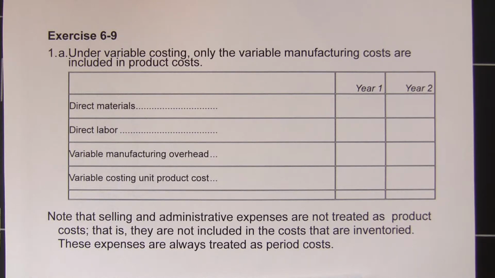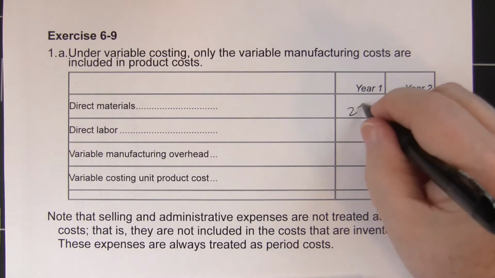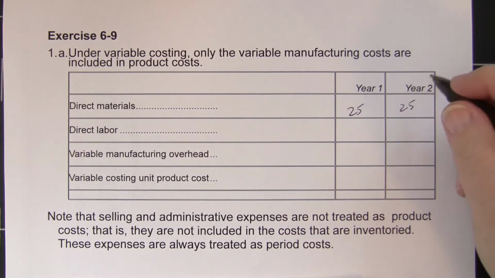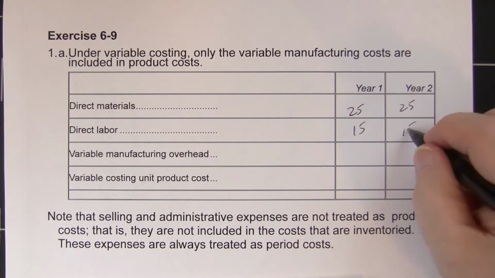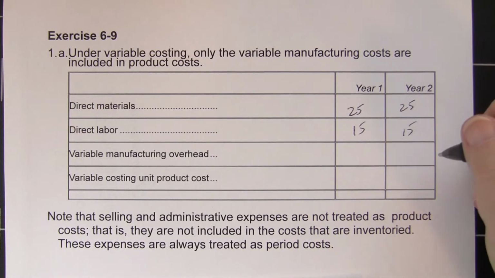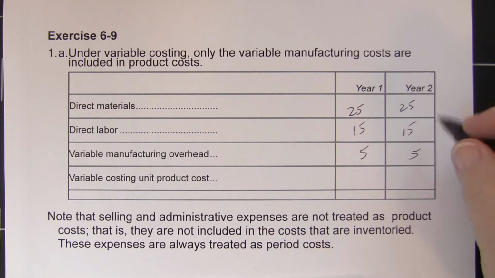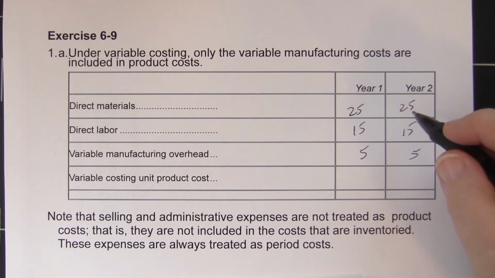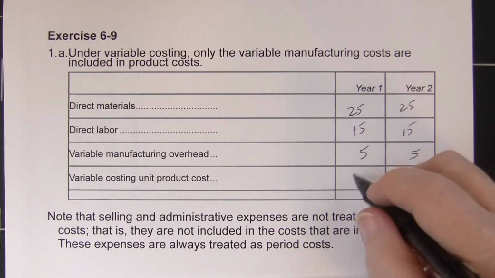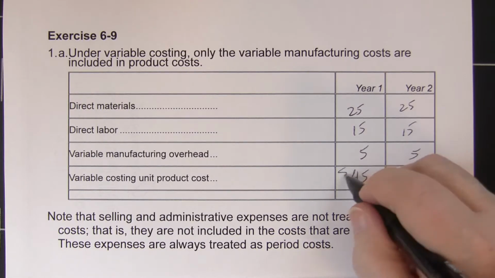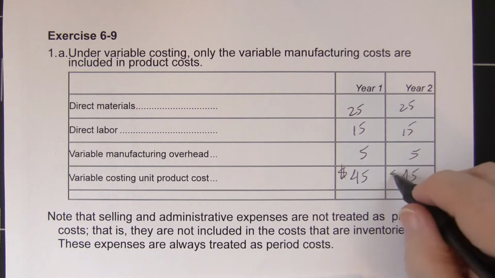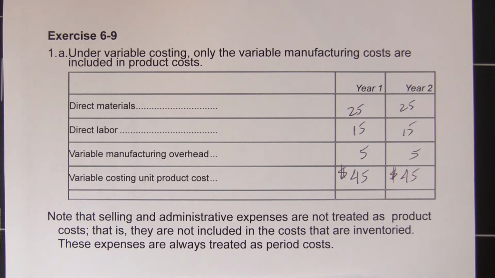Year 1, the direct materials are $25 each year. The direct labor is $15 each year. The variable manufacturing overhead is $5 each year. And using real math, not Philly Public School math, my variable cost per unit is $45 each year. Okay, so we did 1A already. That wasn't so bad. Now let's do 1B.